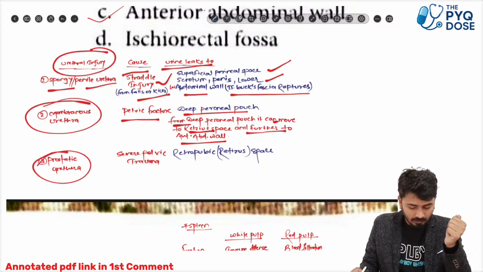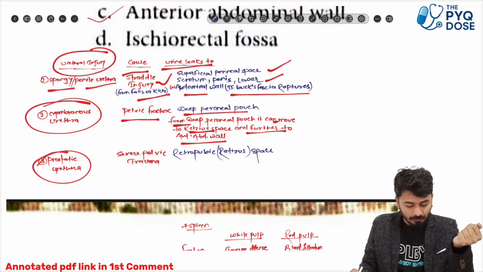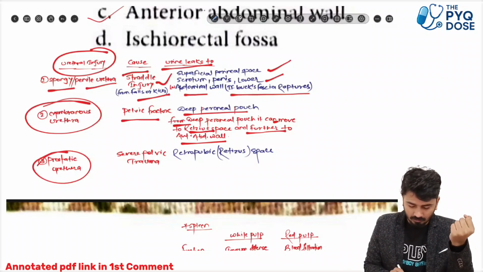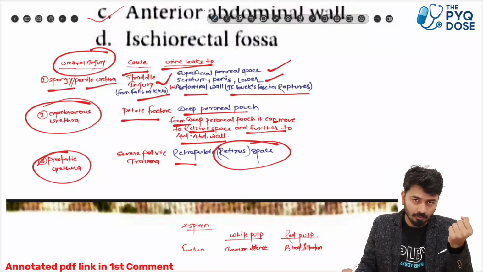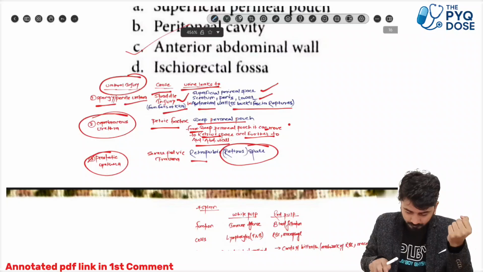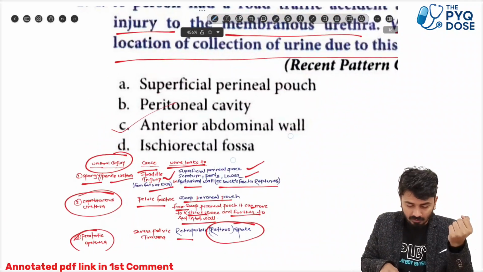If there is an injury due to severe pelvic trauma to the prostatic urethra, then the urine will leak to the retropubic space, or that is the Retzius space. So let's see here what they are telling you.